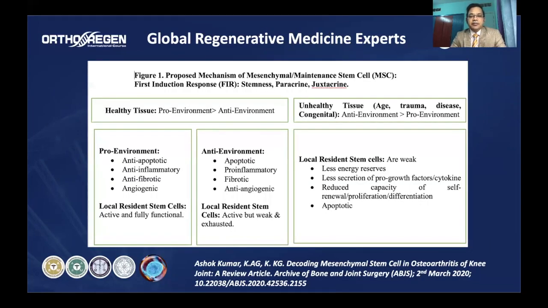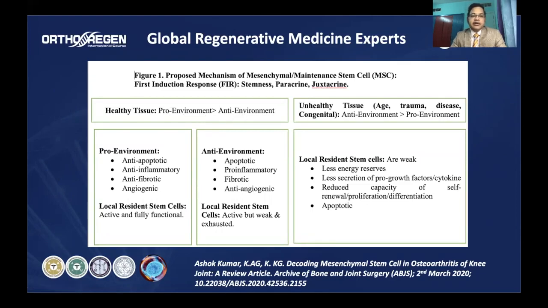Now, in the same paper, we try to connect all these pieces of available information about the stem cell and how they work. So before we go into detail, we need to understand a few concepts. One is pro-environment and anti-environment. Pro is anabolic environment, anti-environment is catabolic.